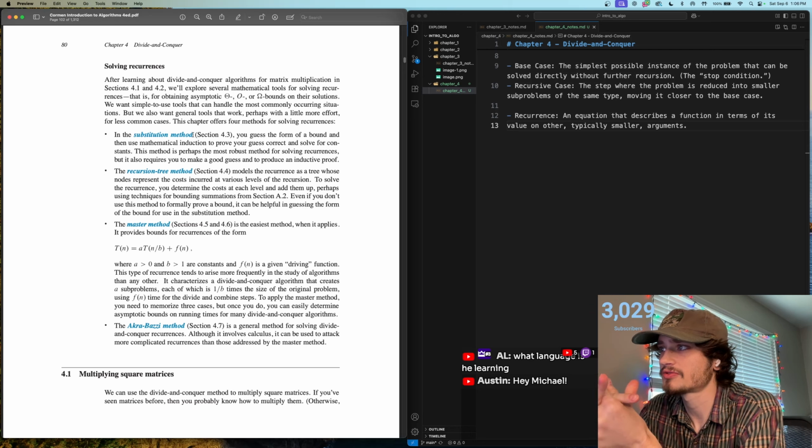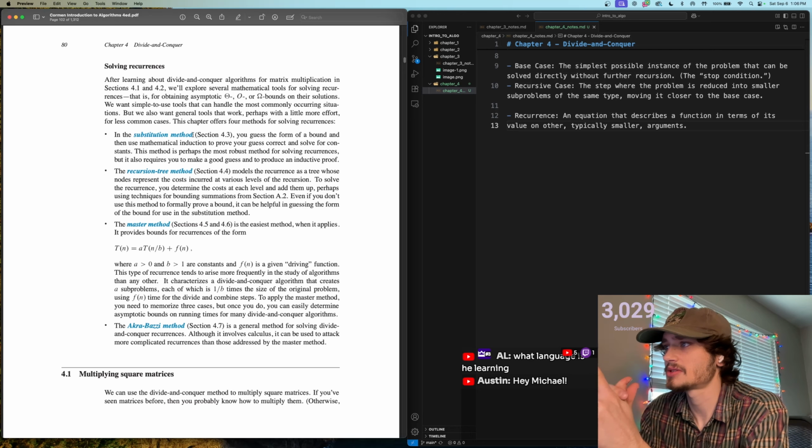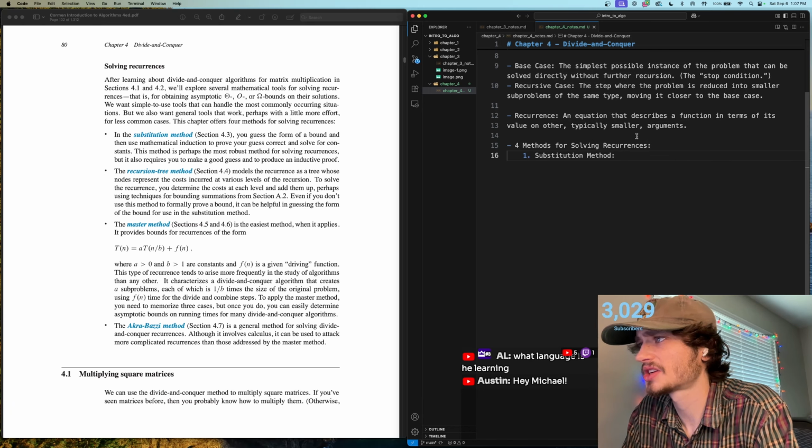This chapter offers 4 methods for solving recurrences. In the substitution method, section 4.3, you guess the form of a bound and then use mathematical induction to prove your guess correct and solve for constants. This method is perhaps the most robust method for solving recurrences, but it also requires you to make a good guess and to produce an inductive proof.